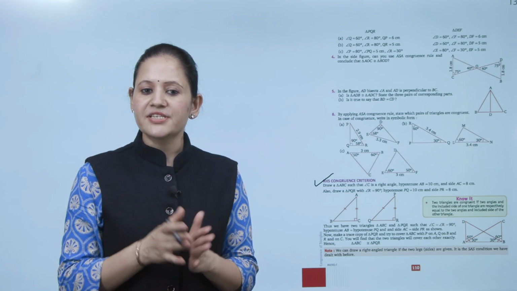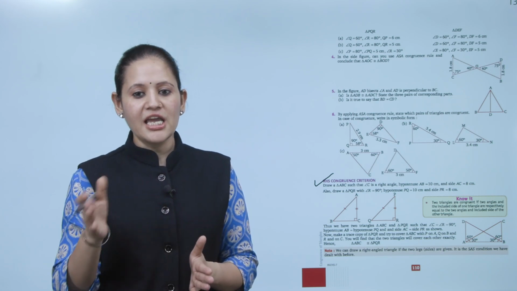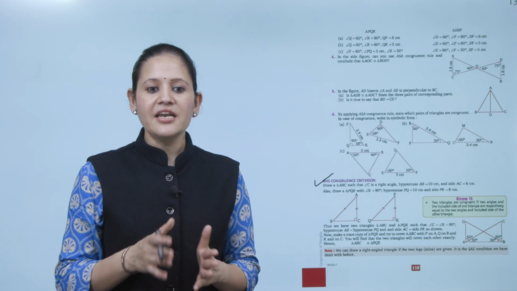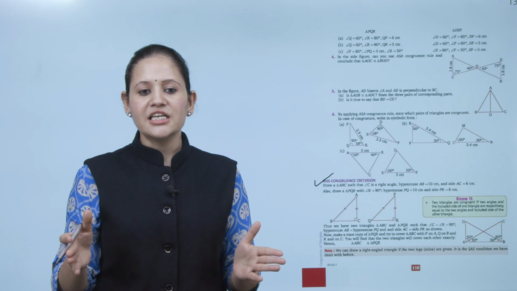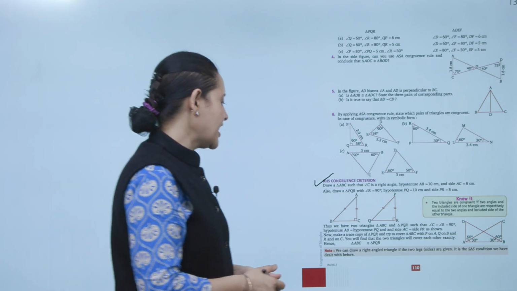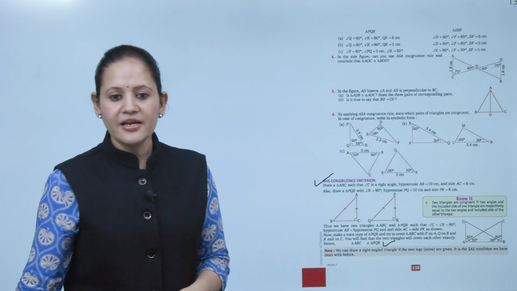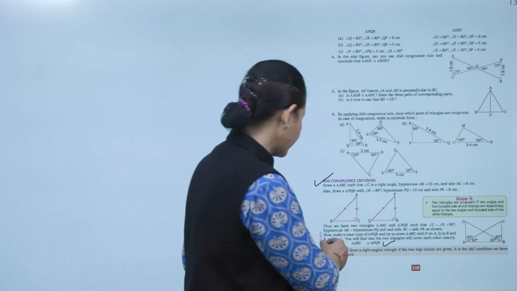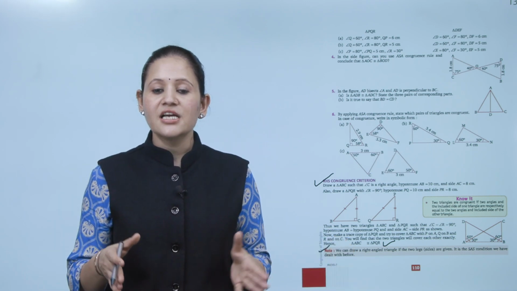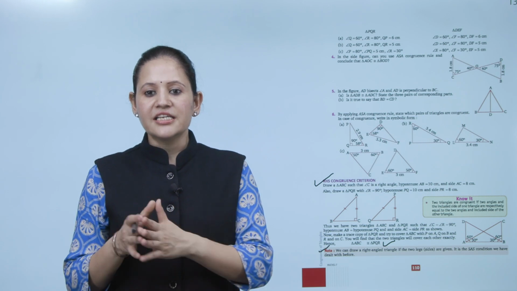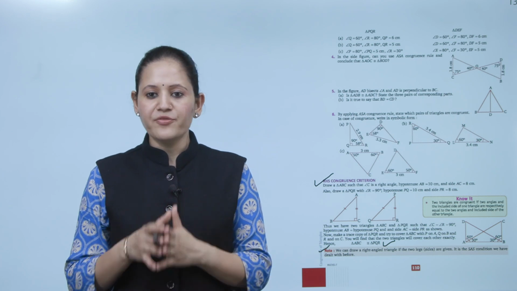Now make a trace copy of triangle PQR and try to cover triangle ABC with P on A, Q on B and R on C. You will find that the two triangles cover each other exactly. So we can say triangle ABC is congruent to triangle PQR. Clear? Note: we can draw the right angle triangle if the two legs are given. It is the SAS condition. We have dealt with it before.